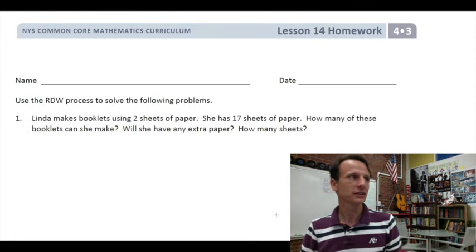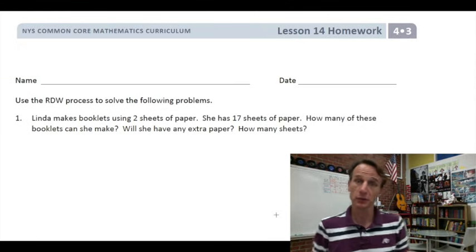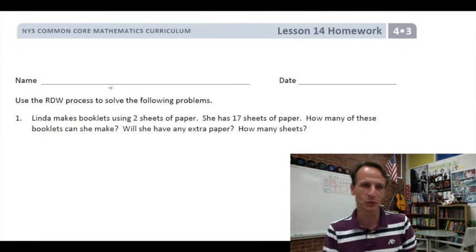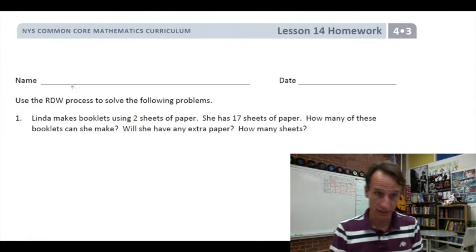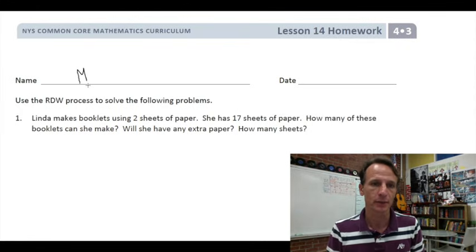It's homework time, is it? How'd that happen? It's homework time. Here we go. Lesson 14, homework. Let's start by jotting our names down at the top of the paper.